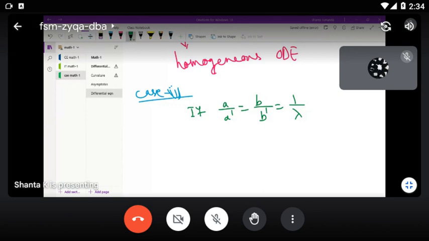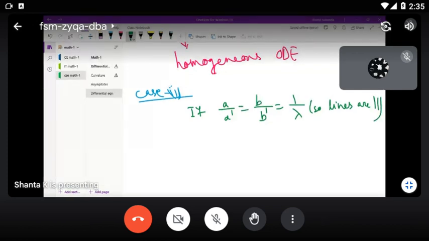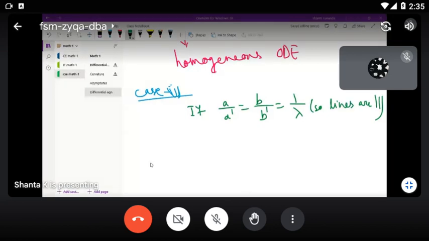So the lines ax plus by plus c equals 0 and a' x plus b' y plus c' are parallel. So the lines are parallel. Okay, so the symbol I have given is for parallel. Now you can write it this way: if a equals this one, a will be a' by lambda.